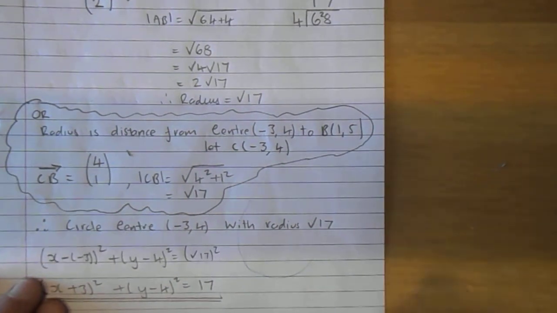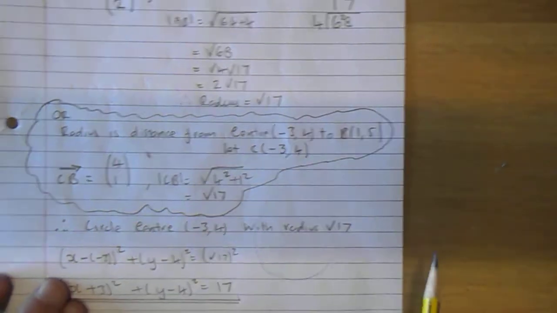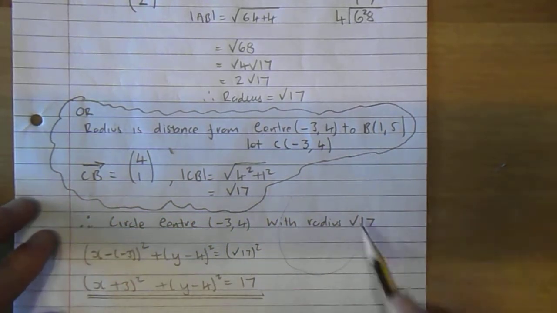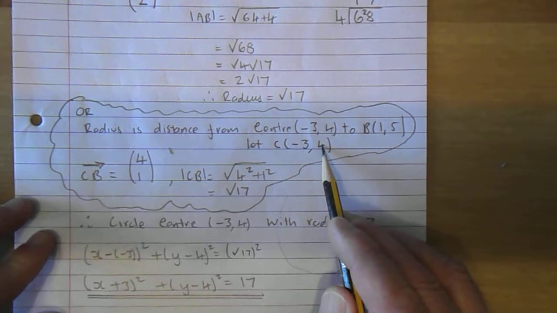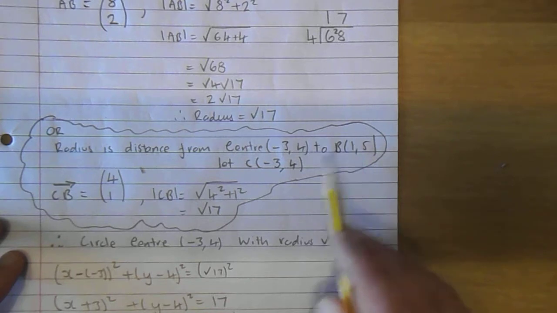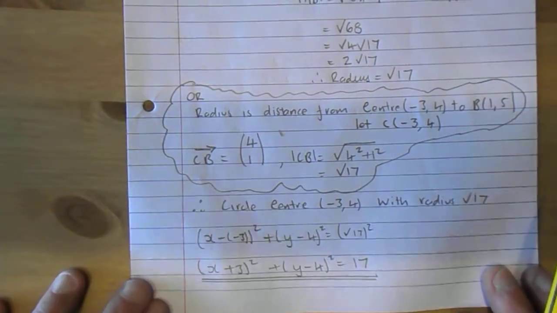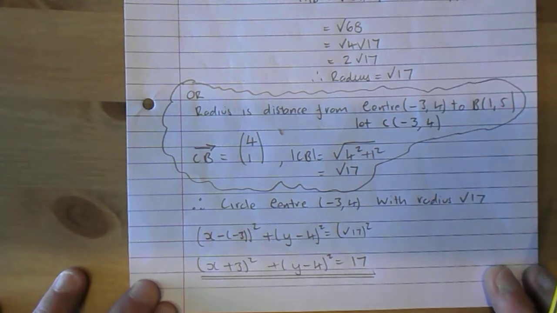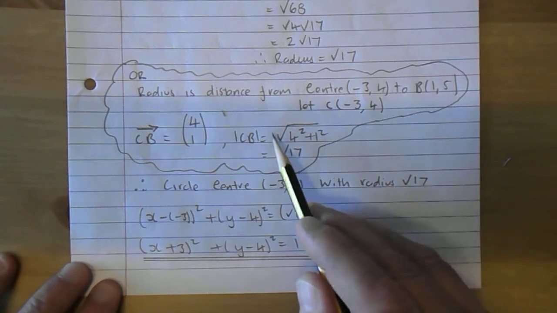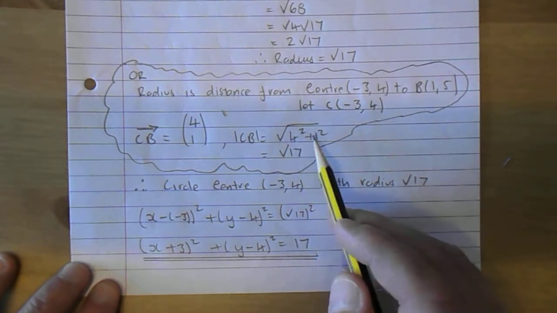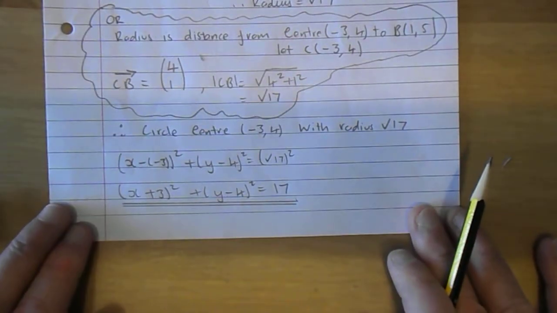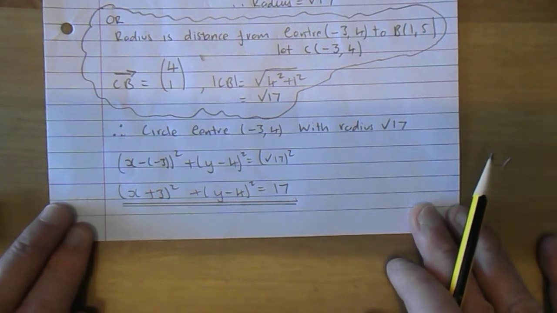Probably easier to do is realising that the radius is the distance from the centre to, for instance, B being (1, 5). And so the centre, I've just called it C, (-3, 4) to (1, 5). What's the vector? Minus 3 to 1 is a jump of 4, and 4 to 5 is a jump of 1. So the vector from C to B, the centre to point B, is (4, 1). And I think you would all agree a much easier calculation. The length of CB is the square root of 4 squared plus 1 squared, which is root 17. So either way, we have a circle, centre (-3, 4) with radius root 17.